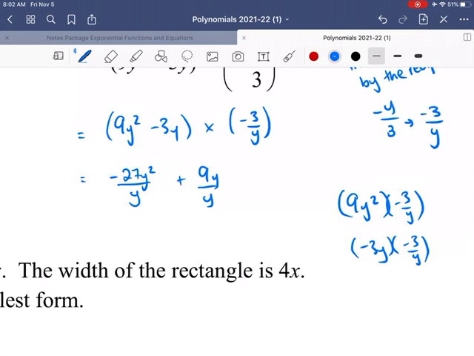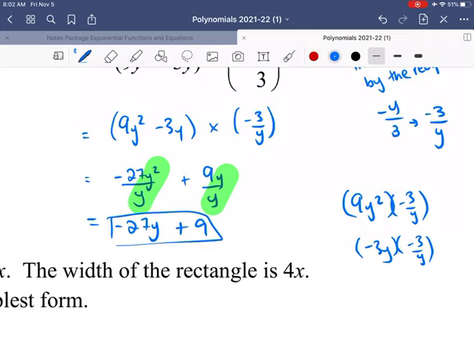All right. And we can simplify this. These y's will simplify a little bit to just y. And then similarly, these will also simplify to 1. So you're left with negative 27y plus 9.